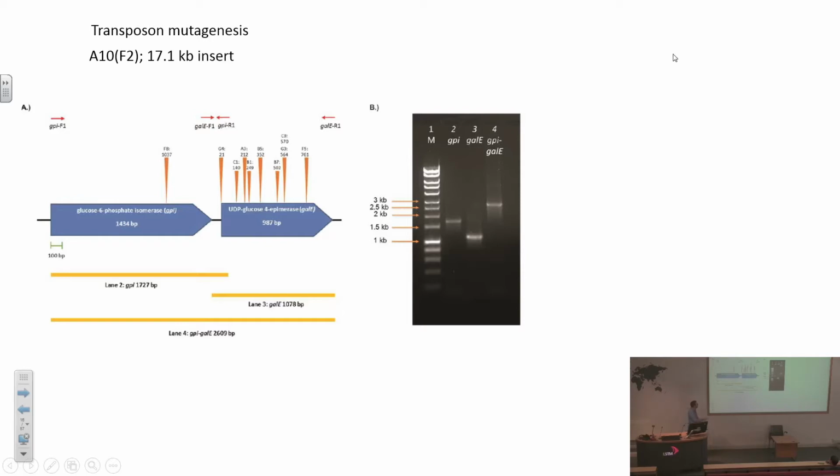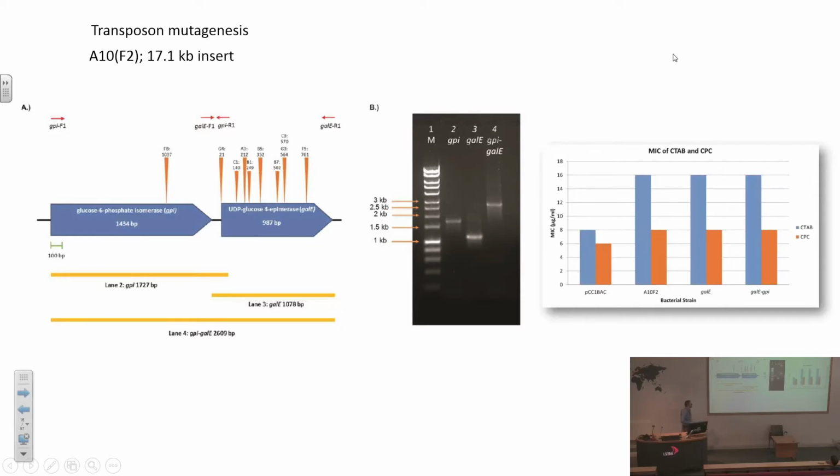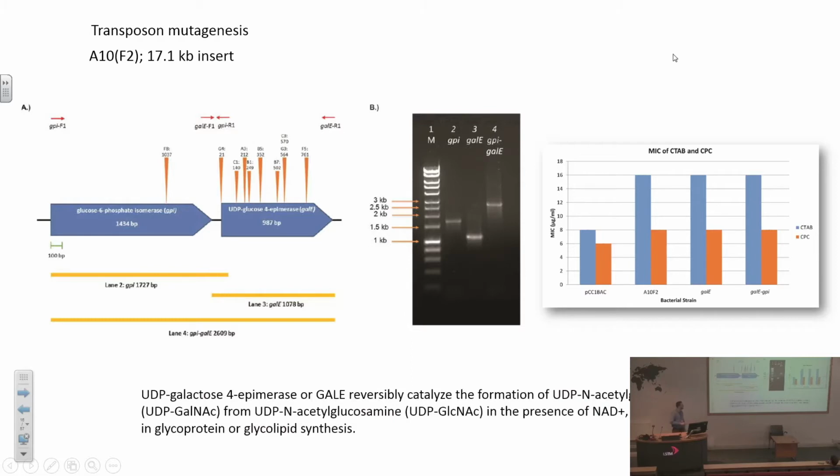These regions of DNA were then cloned, and the MICs determined, and he was absolutely right. This gene on its own was sufficient to give a doubling in the MIC. Now this is called an epimerase. So what does an epimerase do? It reversibly catalyzes the formation of UDP N-acetyl galactosamine from this one. And it toggles between the two. Okay, so you get a ratio of this versus this while you're building your cell wall. So that means any changes may affect the cell wall.